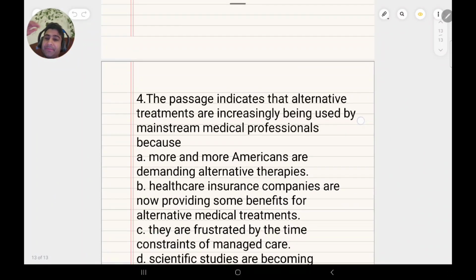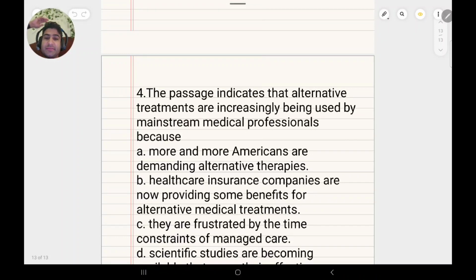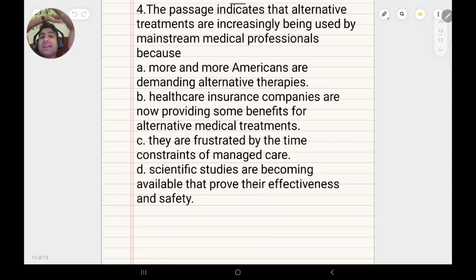Last question. The passage indicates that alternative treatments are increasingly being used by mainstream medical professionals because more and more Americans are demanding alternate therapies. Could be. Healthcare insurance companies are now providing some benefits of alternative medicine. No, they have already discussed that. Yes, they are frustrated by the time constraints imposed by managed care. Could be. Scientific studies are becoming available that prove the effectiveness, and this holds more importance.